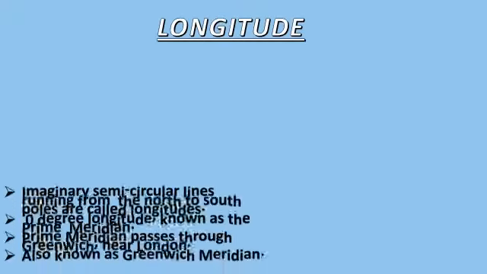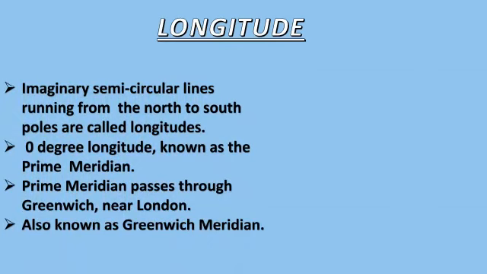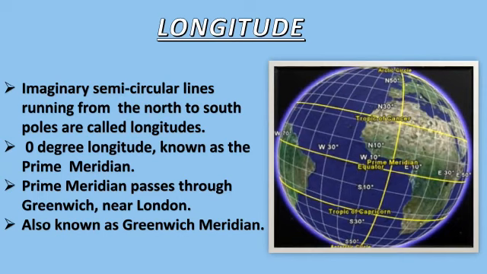Next is longitudes. The imaginary semicircular lines running from North Pole to South Pole are called the longitudes. They are also called meridians of longitude. Meridian means position of the sun, which is in its highest position at midday.